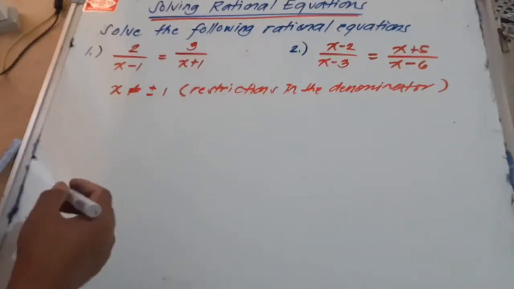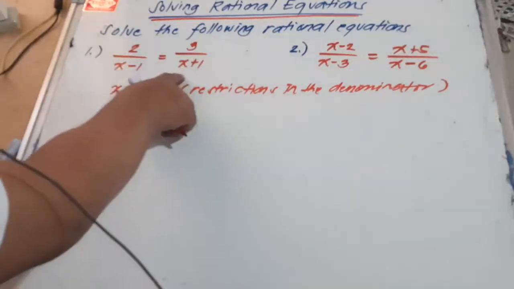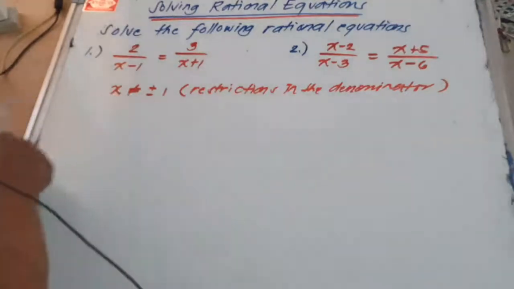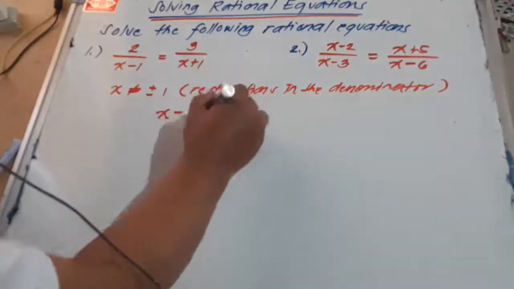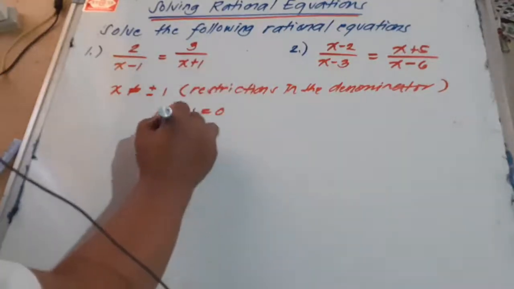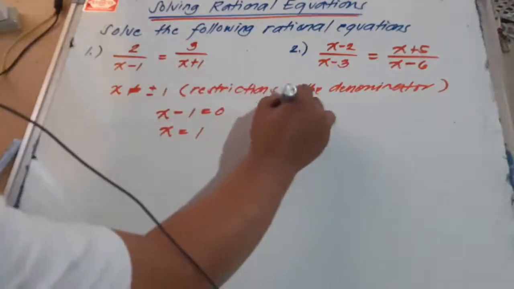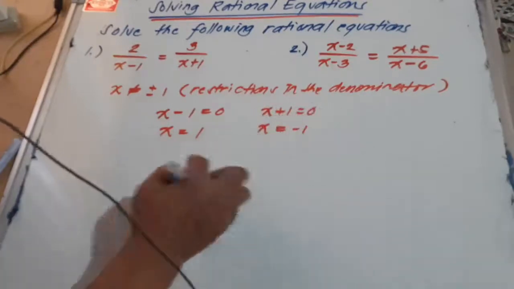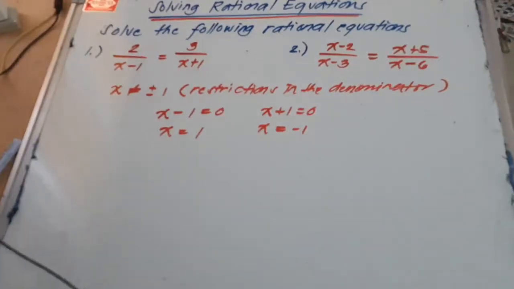Simply lang, I equated x minus 1 to 0 and I equated x plus 1 to 0 and then I solved the value of x. Okay? Check natin. Ganito yun, ano? For x minus 1, we have x minus 1 equals 0. Transpose negative 1 to the right side. Therefore, x equals 1. And doon naman sa isang denominator, x plus 1 equals 0. Therefore, x equals negative 1. So, ito yung restrictions ng ating denominator. Yung sa given nating rational equation. Okay? So, burahin ko na yung part na yon.